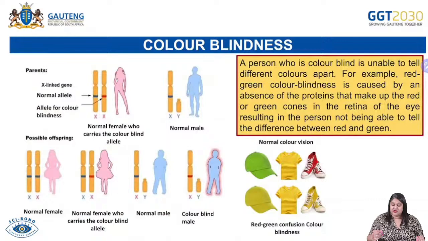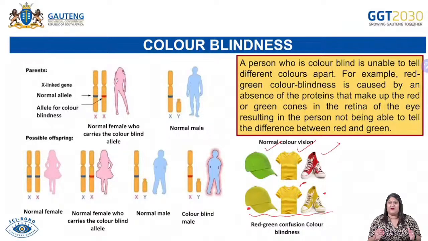If we look here at the bottom, this is normal vision. You can see this is green, this is yellow, and this is red. But when a person has red-green confusion color blindness, you can see that everything looks yellowish. We've got a mustard color going on. Can you see how this green looks for this person? Yellow would look yellow, and this red would also look a bit yellow. So that is how they would see.